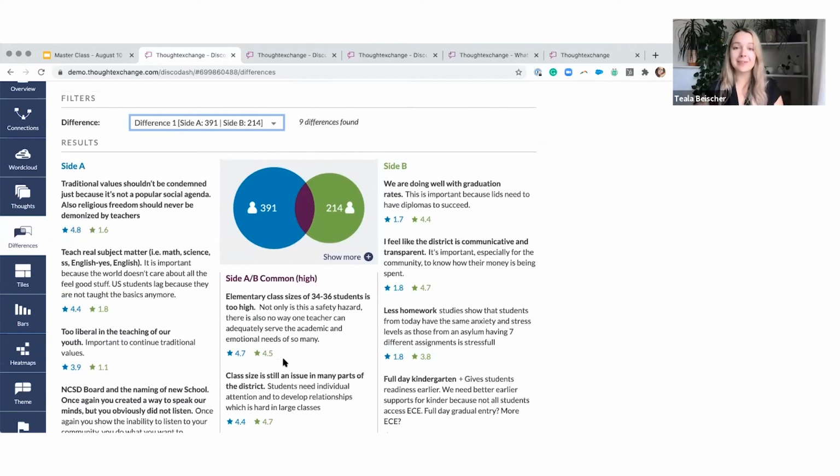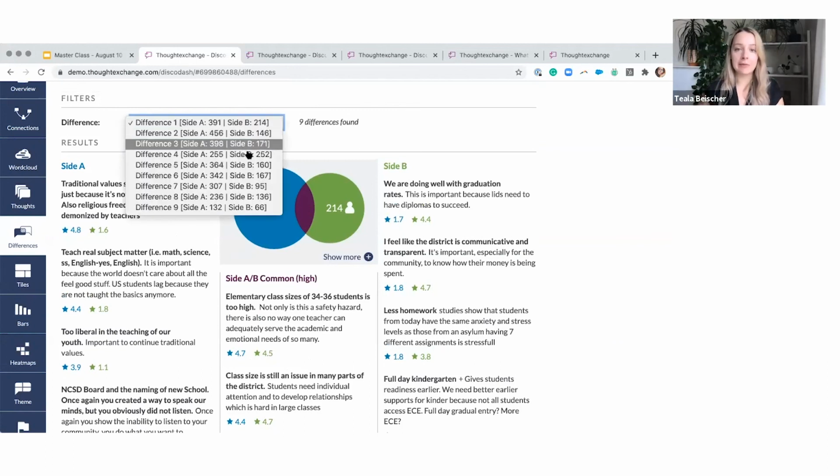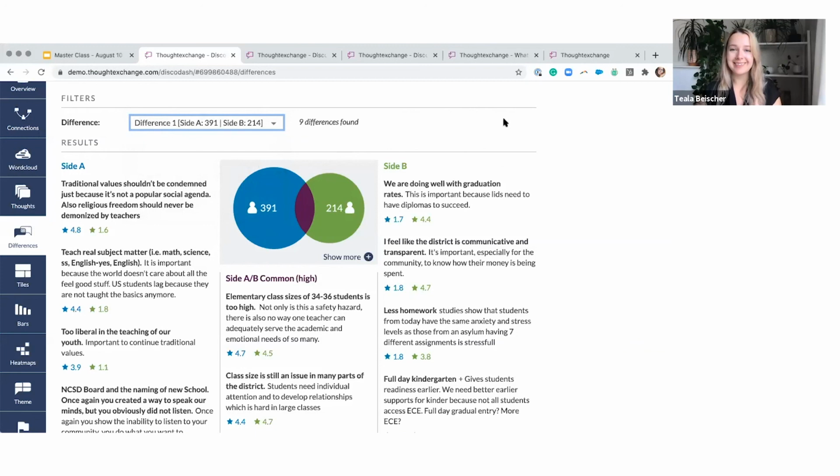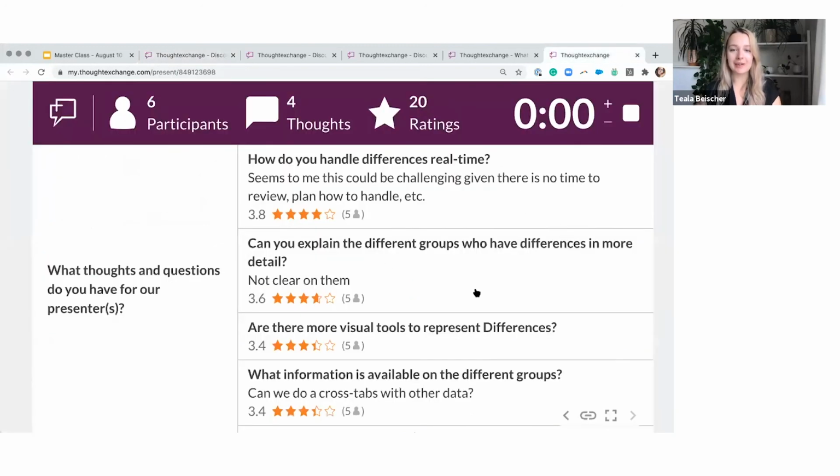Because there are different sets of people who see different sets of thoughts, you're going to see different groups pop up. And so that's why here we have 9. It was a really large exchange, which meant that a lot of different people interacted with a lot of different thoughts, so I could glean a lot of different information here. As you're getting used to differences, start looking through difference 1 and difference 2. Those are going to be your largest groups, your highest volume, so you know where to start as well. Perfect. I hope that addressed the question there.